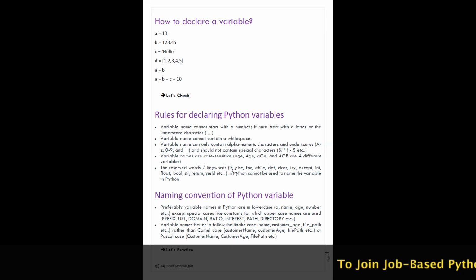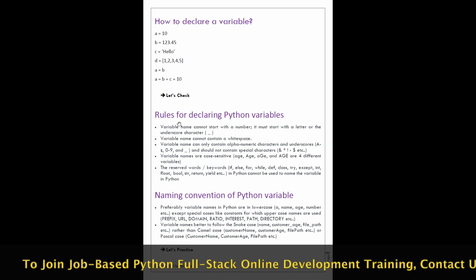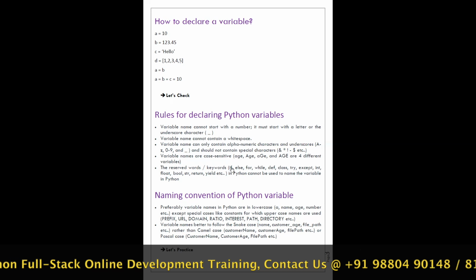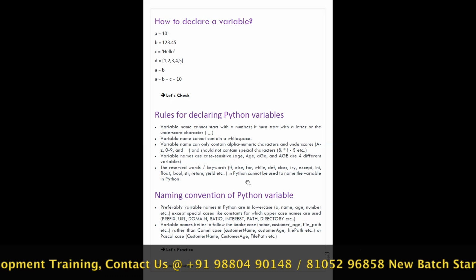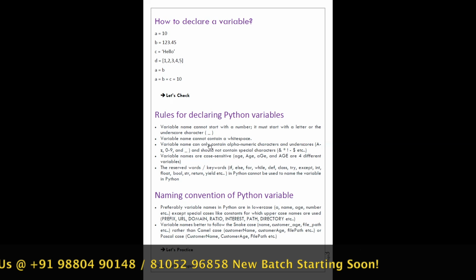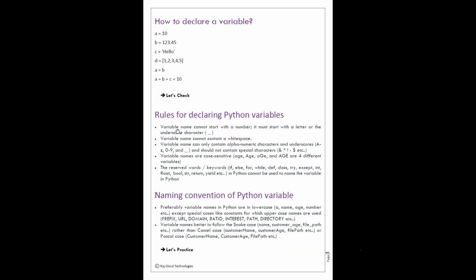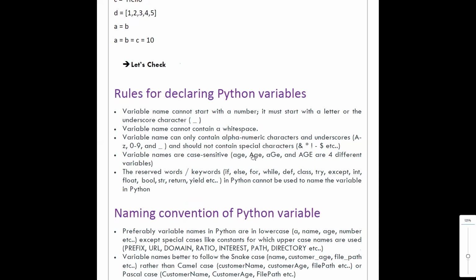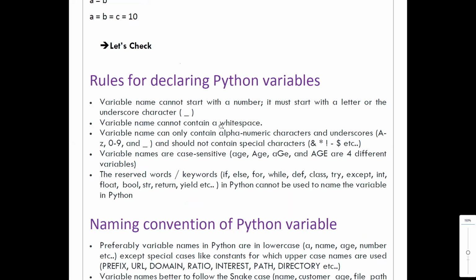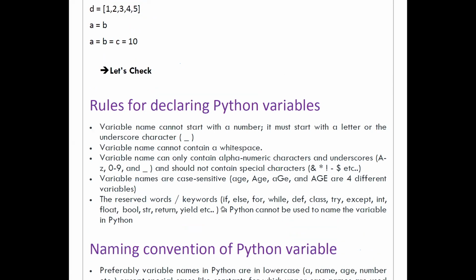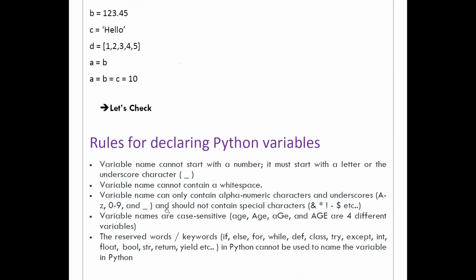Now, we have seen how to declare variables and we have practiced. There are a couple of rules to follow when you declare a variable. What are those rules? One by one. Let me zoom it. I believe everyone is able to see this. A little more zoom. Okay, these are the rules.